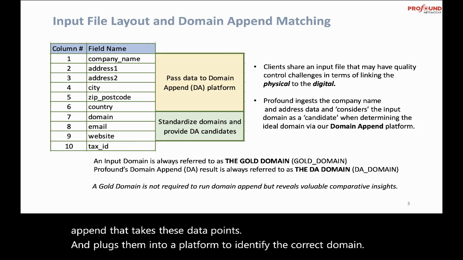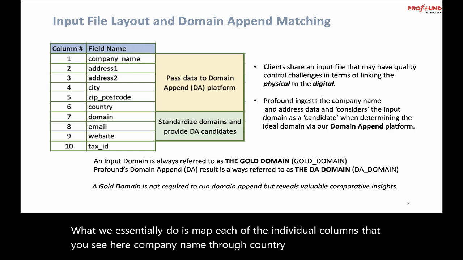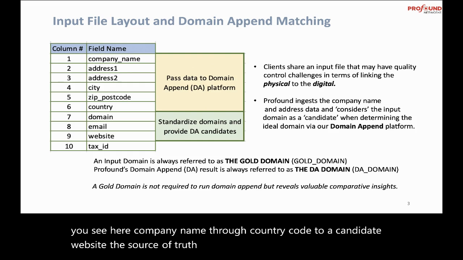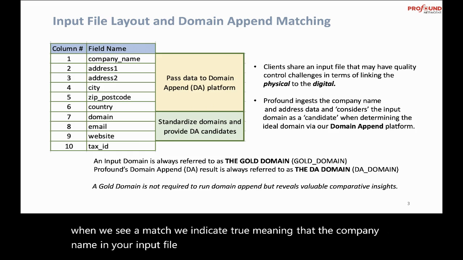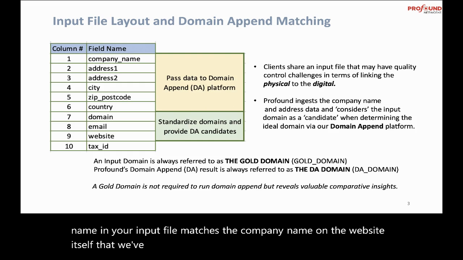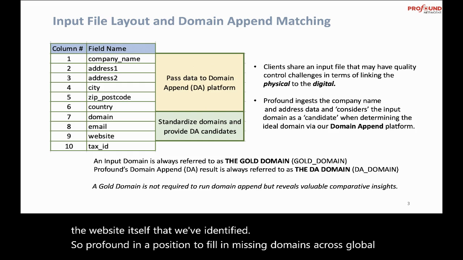What we essentially do is map each of the individual columns that you see here, company name through country code, to a candidate website, the source of truth. And as I'll show on the subsequent slide, when we see a match, we indicate true, meaning that the company name in your input file matches the company name on the website itself that we've identified. So Profound's in a position to fill in missing domains across your global database.